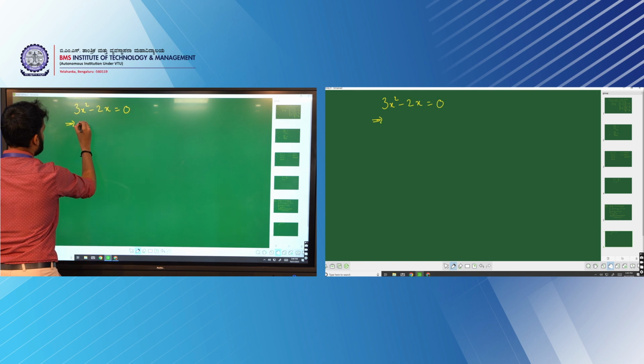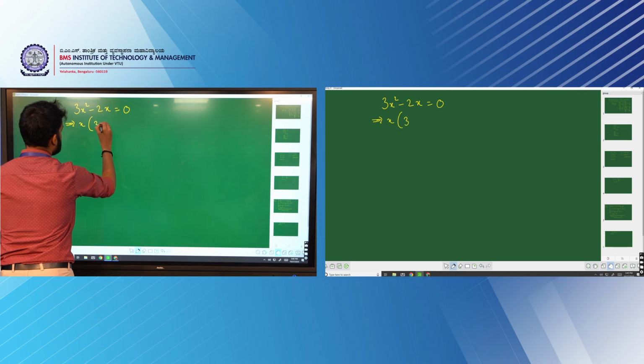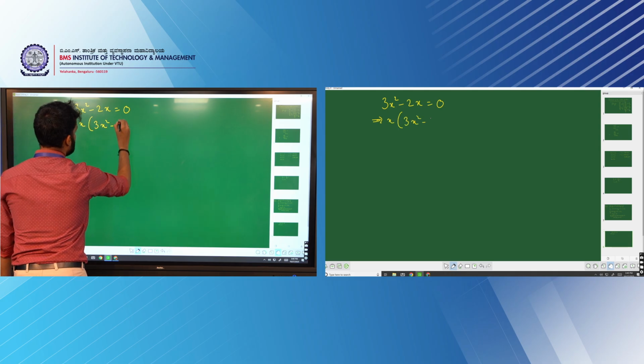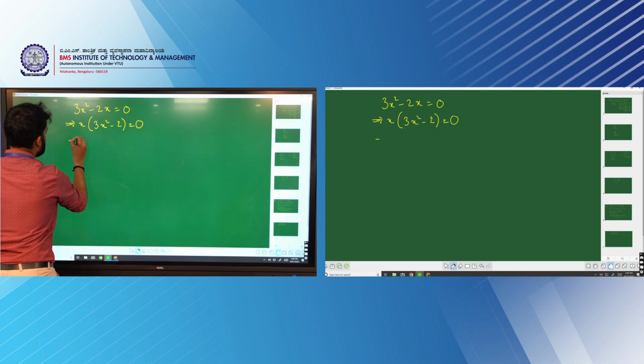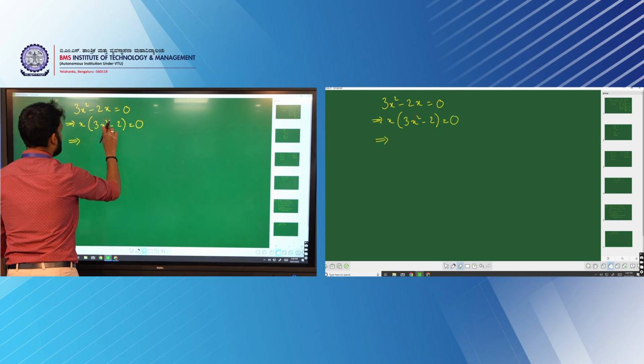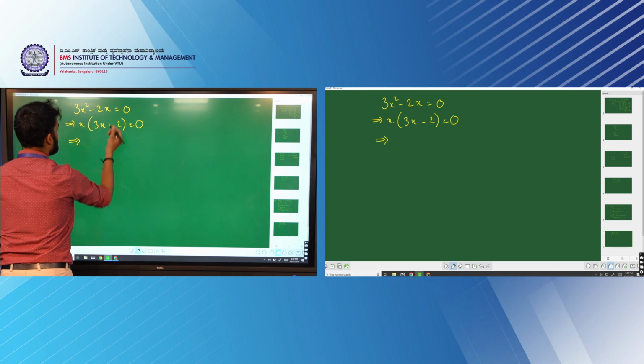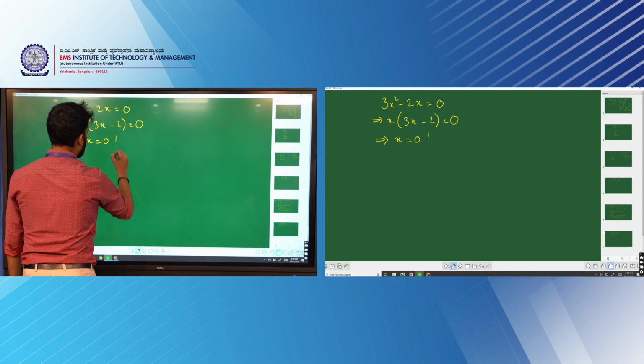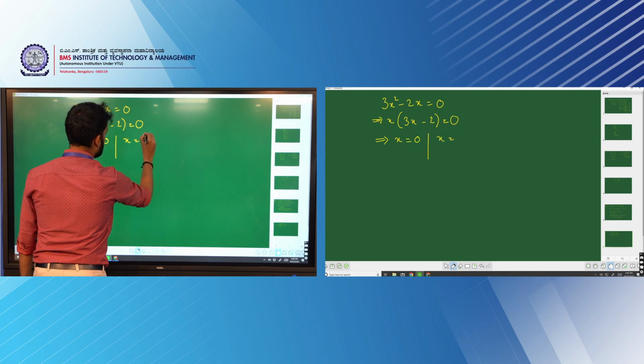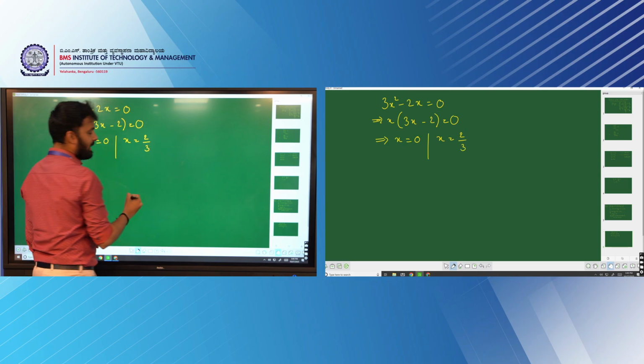Taking x common, we get 3x square minus 2 is equal to 0. So this is just going to be 3x minus 2 is equal to 0. So we get either x equal to 0 or x equal to 2 by 3. Okay, so we got two values of x.